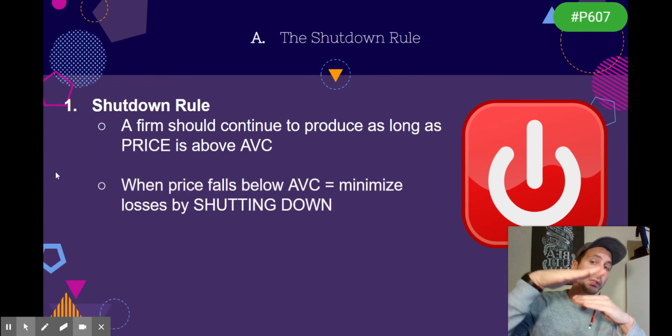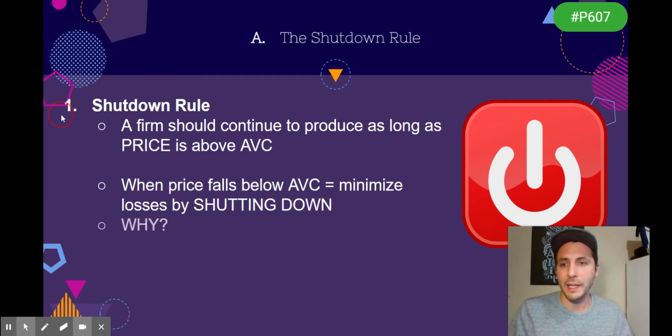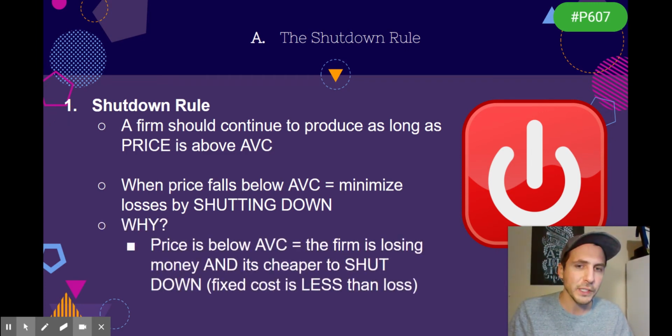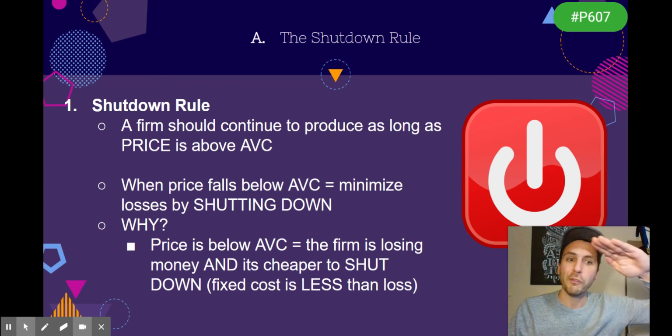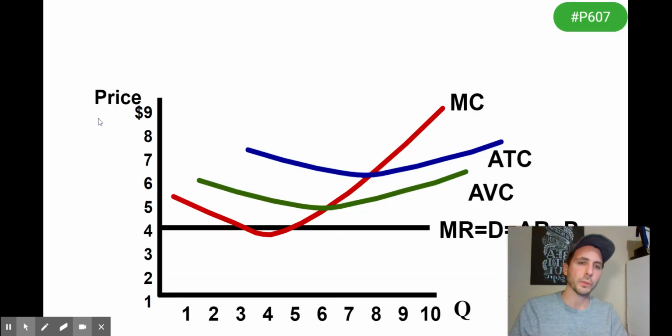As soon as the price falls below average variable cost, it means my fixed costs, because it's the distance between AVC and ATC, are going to be smaller than my losses, which means that I should shut it down. I'm going to lose less money by shutting it down and just paying my fixed costs than I would by continuing to produce and incur that loss. There you go. So when price is below AVC, the firm is losing money and it's cheaper to shut down because my fixed costs are less than my loss. And that's only going to happen when price or MR equals D equals AR equals P falls below average variable cost. Let's take a look at this on the graph.